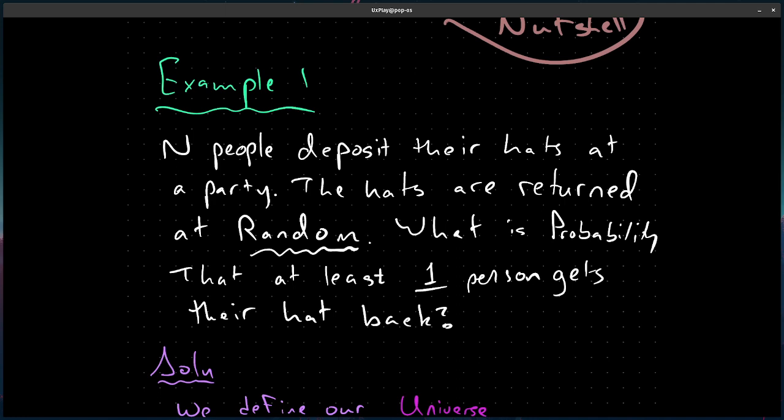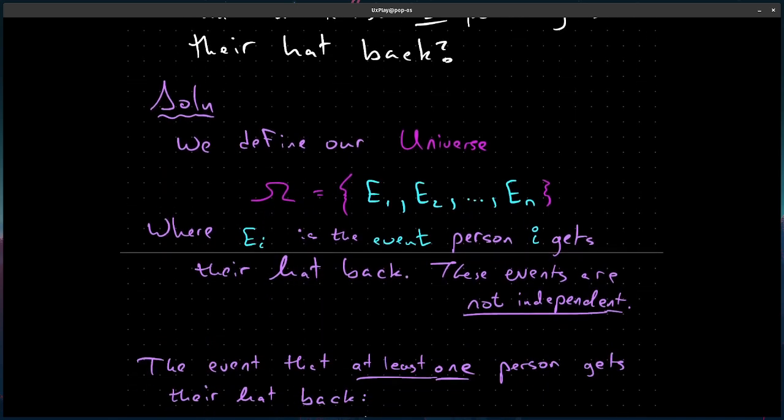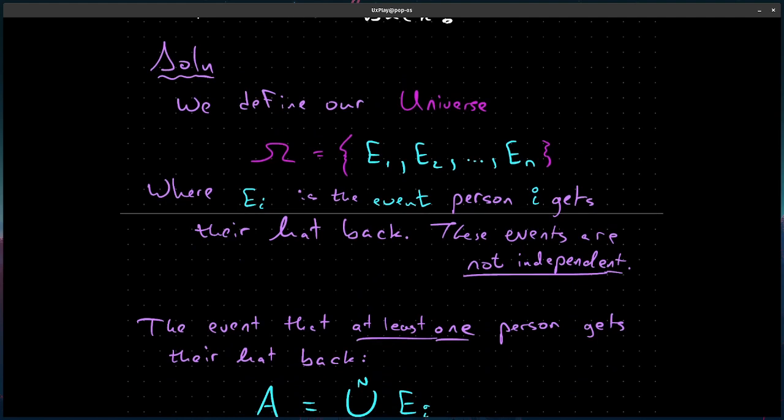Now, what's the probability that everyone gets their hat back? Well, that seems like it might be a much lower probability. But we're going to try to answer the question: what's the probability that at least one person gets their hat back? So we need to start by defining things that happen in our sample space, things that are interesting. We take our universe, omega, and we define some events.